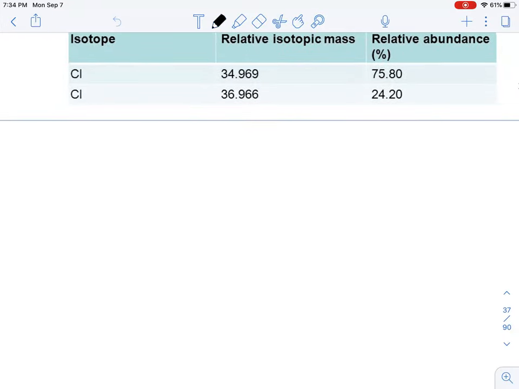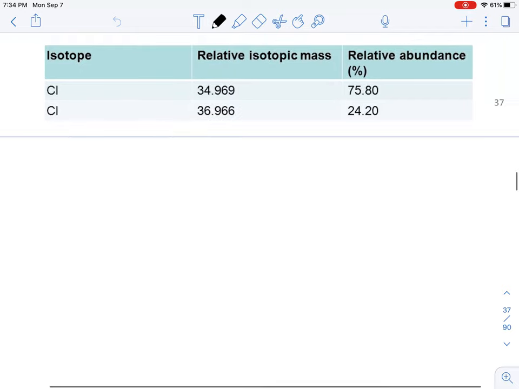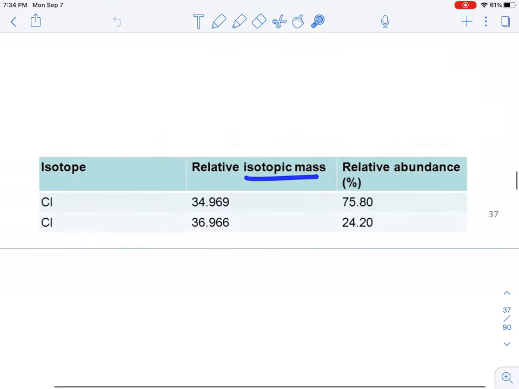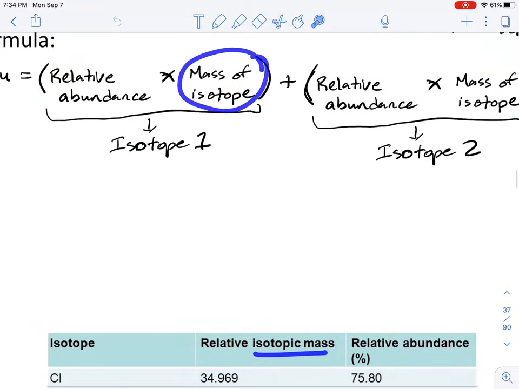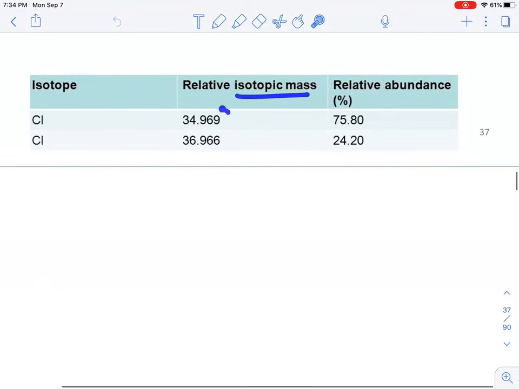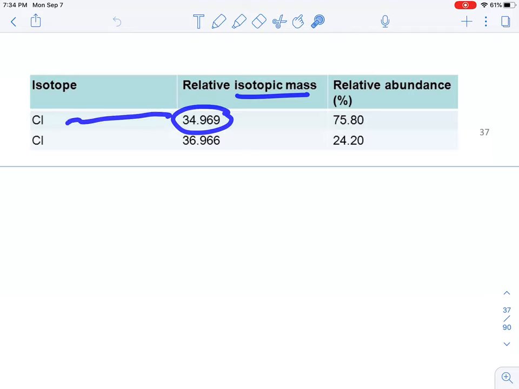And so, looking at this table, we have the relative isotope mass. So that's going to be the mass of the isotope. Okay, so this is the mass of this isotope. This is the mass of this isotope.